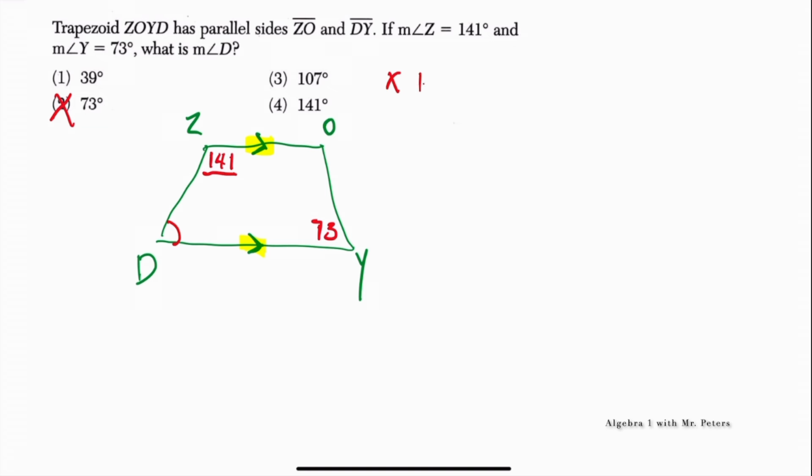So we can create an equation, x plus 141 is equal to 180. After we subtract, we get x is equal to 39 degrees, meaning that this is answer choice number 1. So when you have a problem like this, please be mindful and don't assume unless the problem specifically states it.